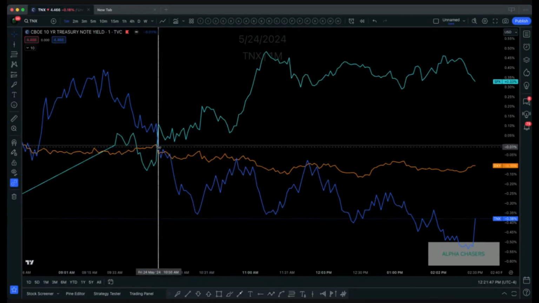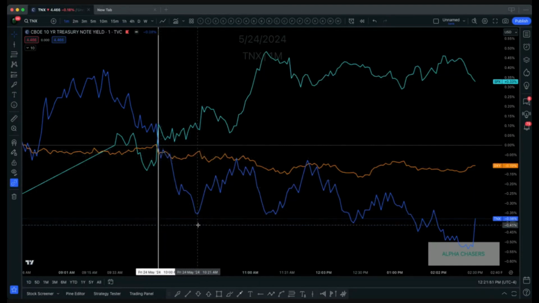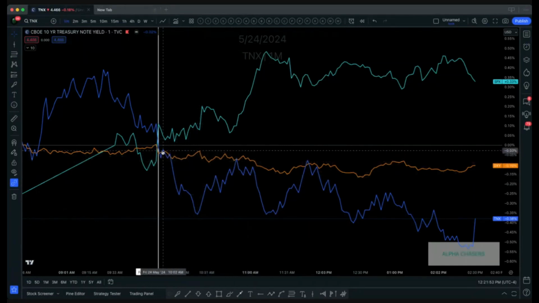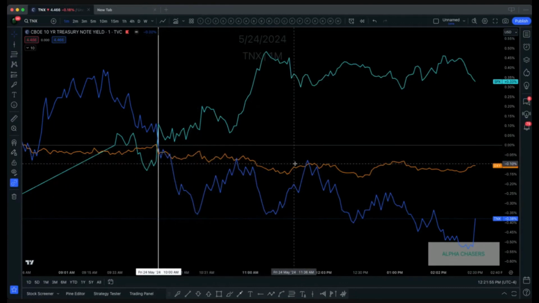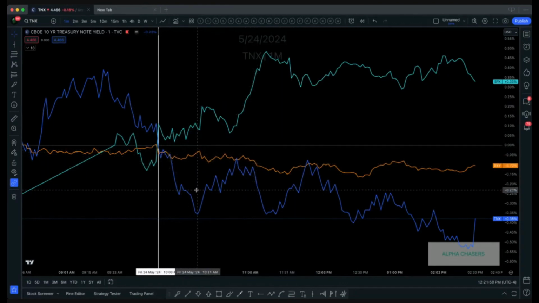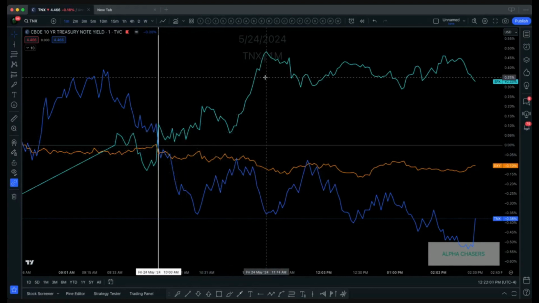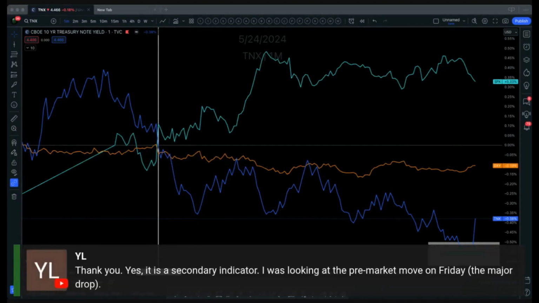If they are buying bonds, they are selling the dollar. They are buying equities. Buying bonds, selling the dollar, buying equities. Yes, use it as a secondary indicator, kind of on topic.